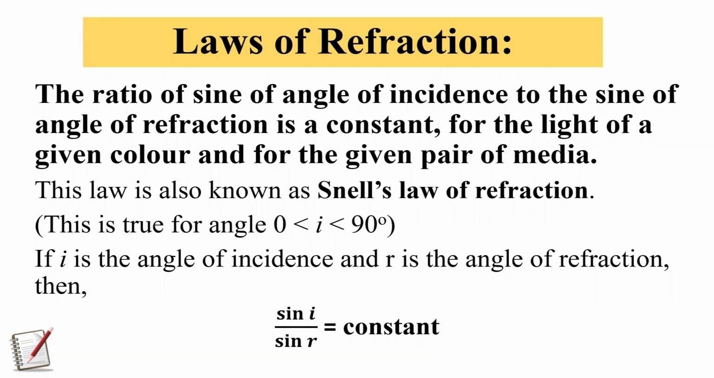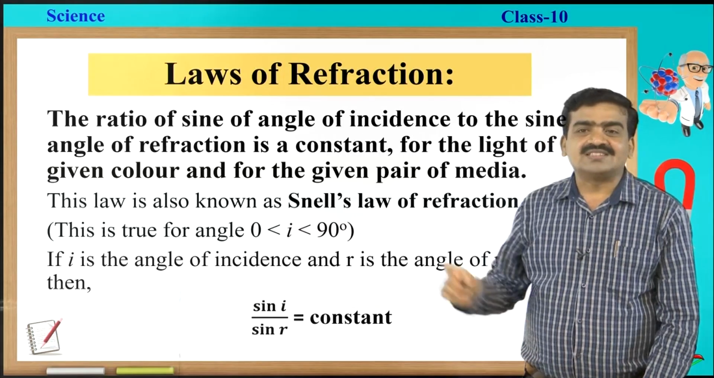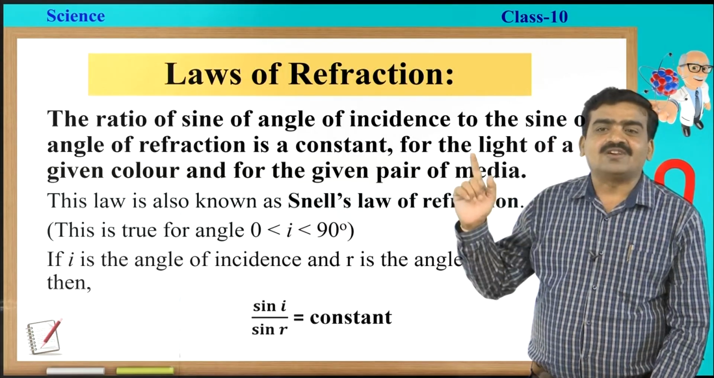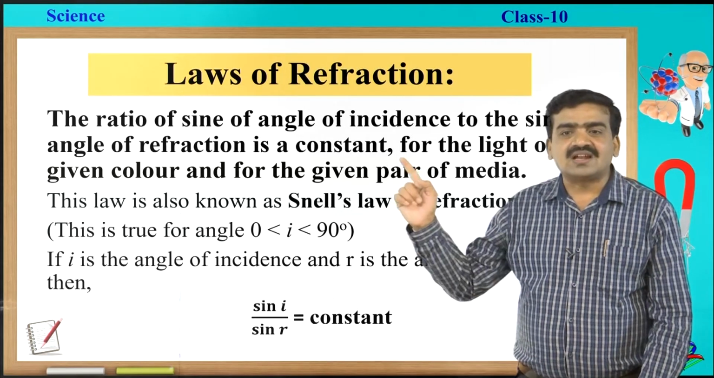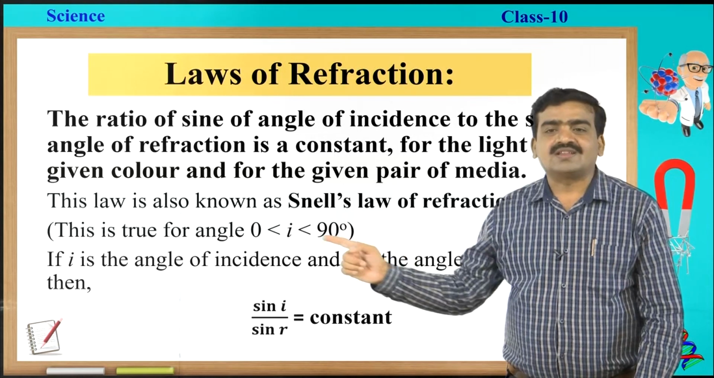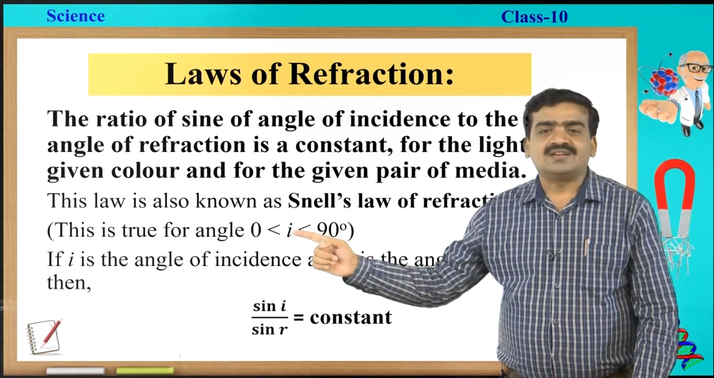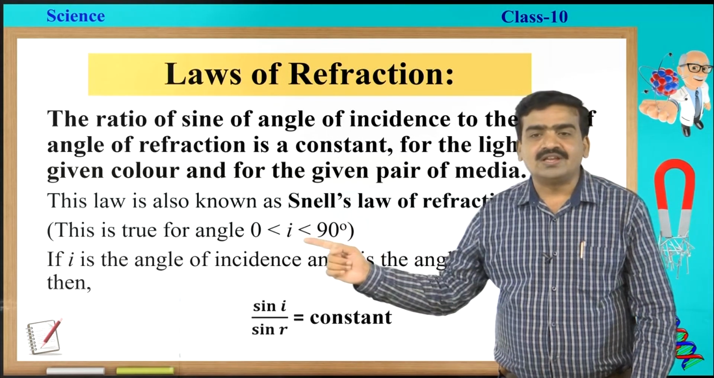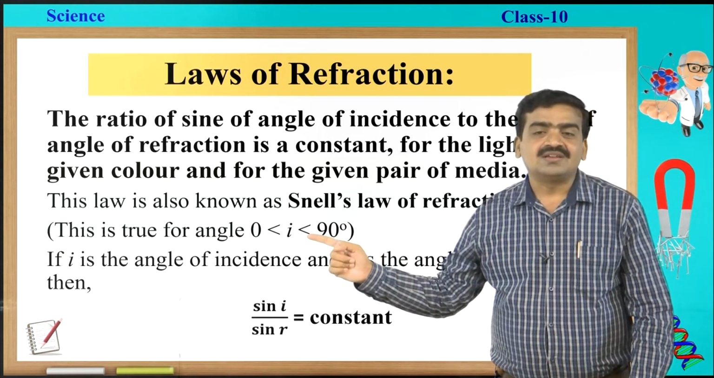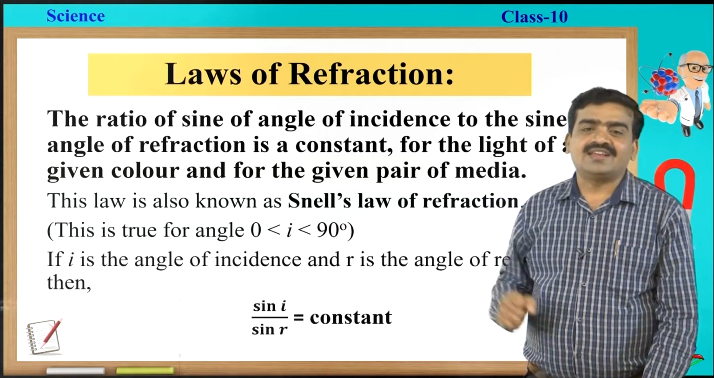I am repeating again, the ratio of sine of the angle of incidence to the sine of the angle of refraction is a constant for the light of a given color and for the given pair of media. This law is also called Snell's law. This law is true for the incident angle between 0 and 90 degrees. This law is valid only if the angle of incidence is between 0 degrees and 90 degrees.